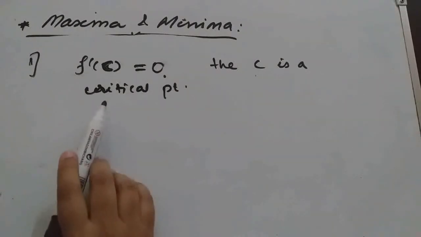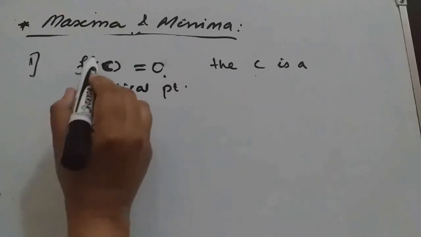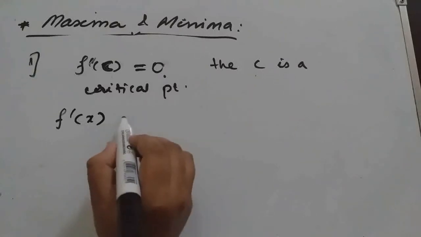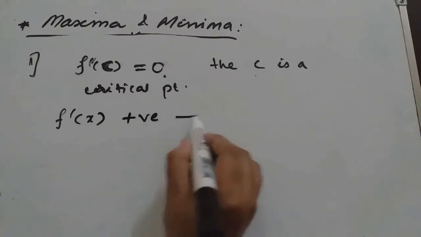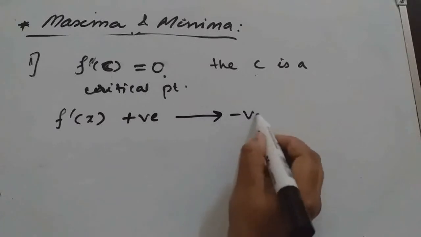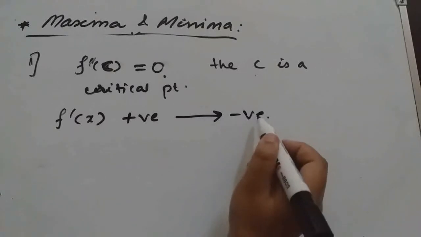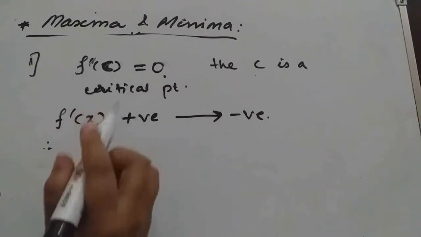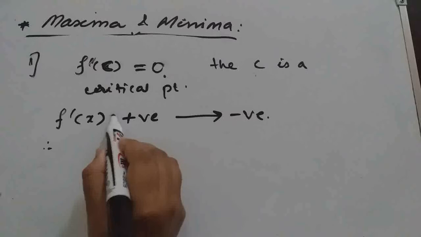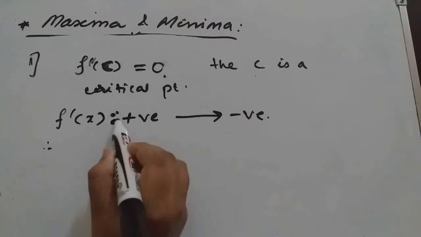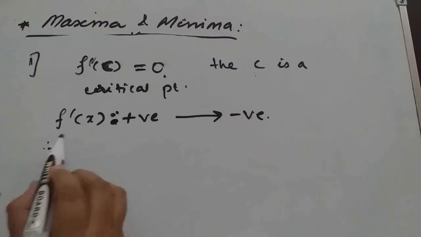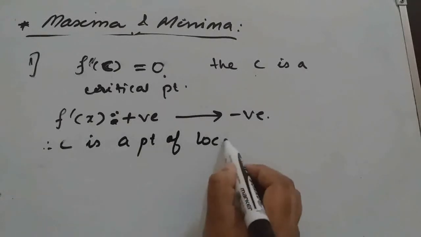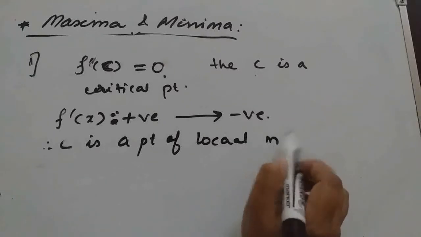Then by the first order derivative test, if f dash of x is changing sign from positive to negative, then we can say c is a point of local maxima.